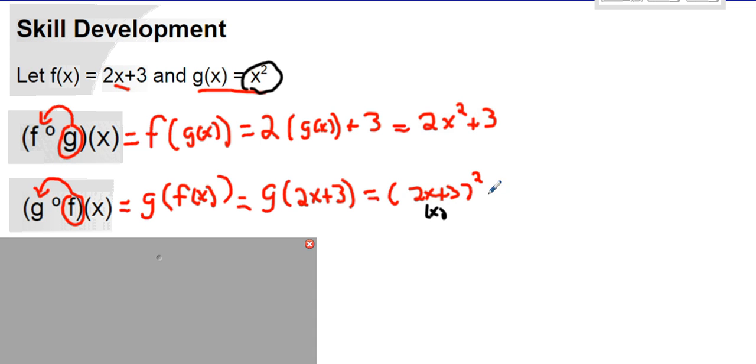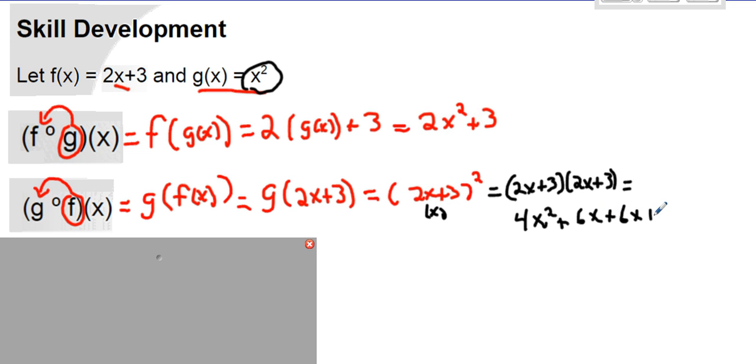And again, this is just substituting one function into the other. Now I notice g of x, we're not quite done because I can square this. So I'm going to go ahead and square this quickly. This is 2x plus 3 times itself, which equals, using FOIL, or multiplication of two binomials, 4x squared plus 6x plus 6x plus 9, which equals 4x squared plus 12x plus 9. So here's our composite function.